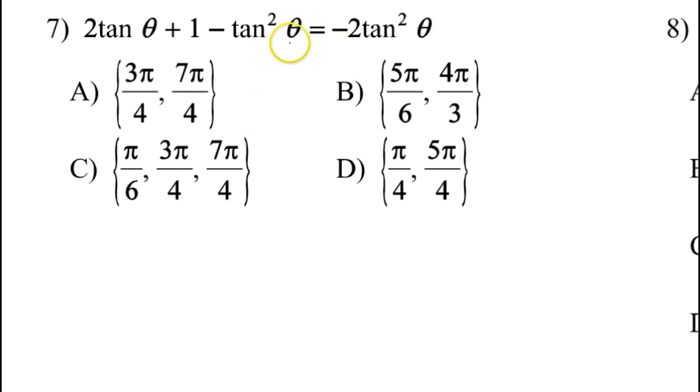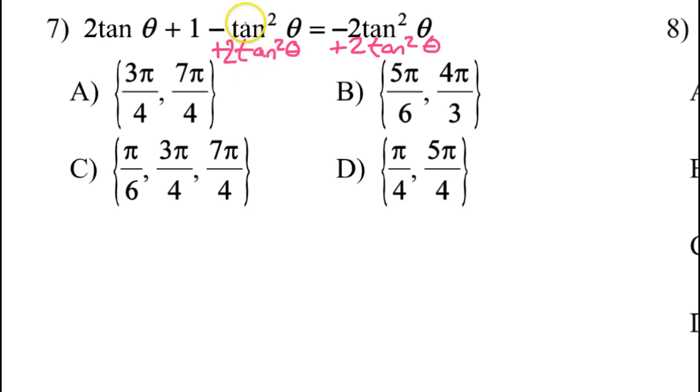For number 7, I like the fact that it's all tangent. That's a good thing, so I can just jump right in. Let's get 0 on one side. So I'm going to add tangent squared theta to both sides. No, add 2 tangent squared theta to both sides. That's what I meant to say.